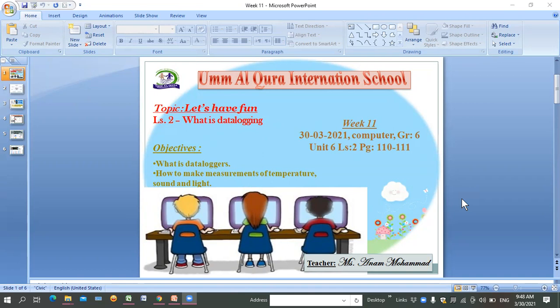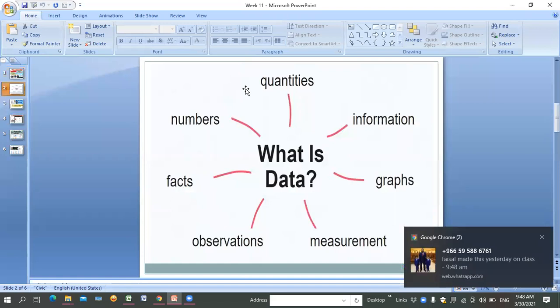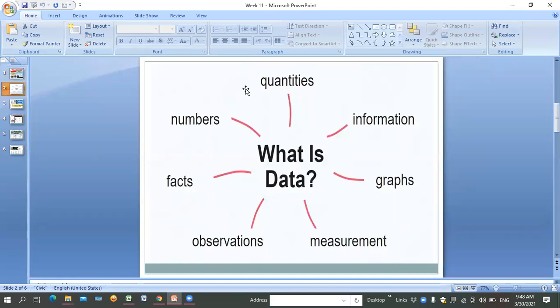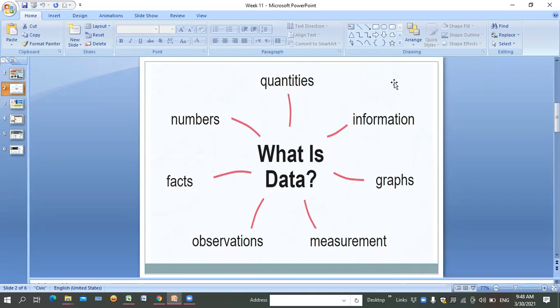So the first thing that comes to mind is, what is data? The word data, what is the meaning of data? In simple words, data is any kind of information. Please keep these words in your mind while I'm giving you the lesson. At the end, I'll ask you the question. So what is data? Data is any kind of information.